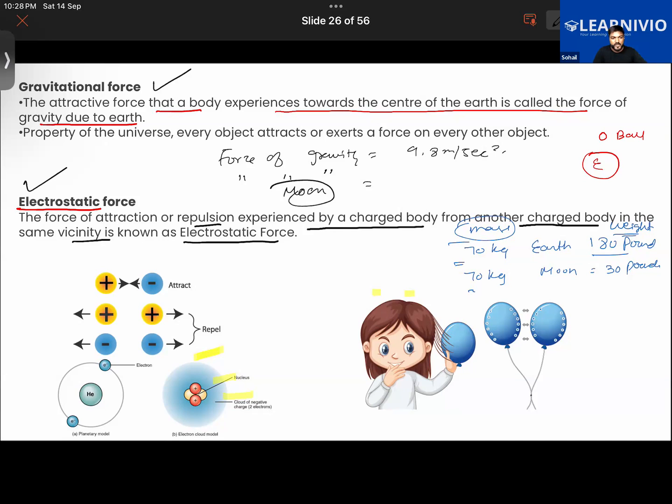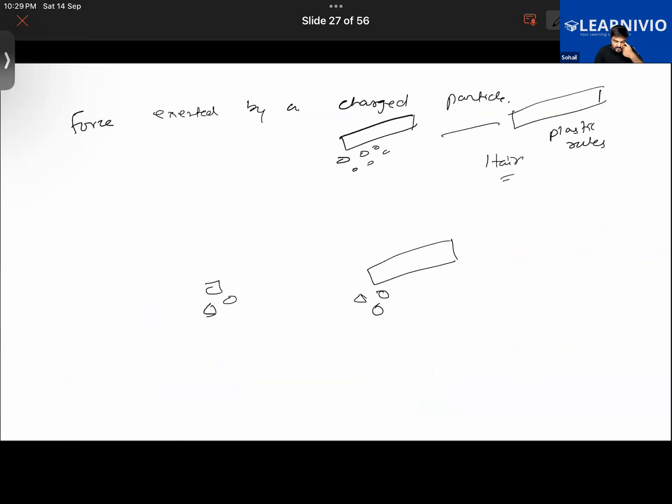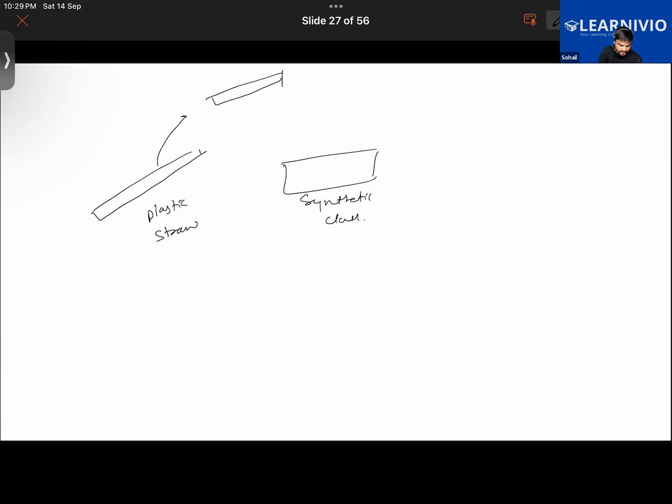Yeah. Okay. Also say that we have taken a plastic straw, and it is rubbed with a synthetic cloth. A plastic straw that is rubbed with a synthetic cloth starts to attract another plastic straw. But if both of them are rubbed with a synthetic cloth, they repel each other.